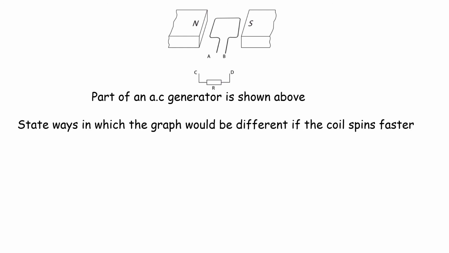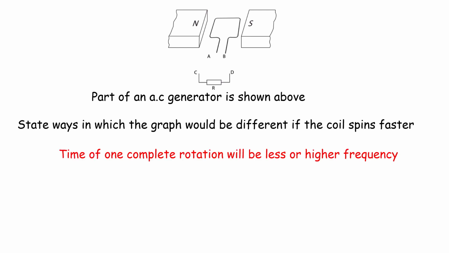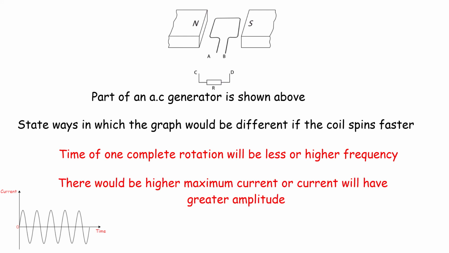State ways in which the graph would be different if the coil spins faster. The time for 1 complete rotation will be less, or we are going to have higher frequency. And what that means is that we are going to have more rotations shown on the graph than was previously depicted. We are also going to have a higher amplitude, because as the coil rotates faster, we have more induced current. And so the maximum current as shown on the graph is going to have a higher peak than what was originally shown on the graph.